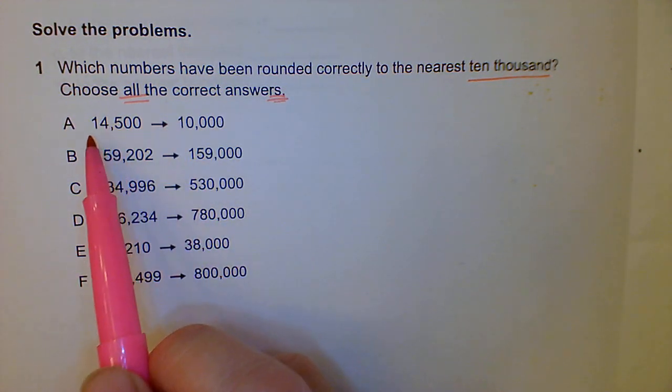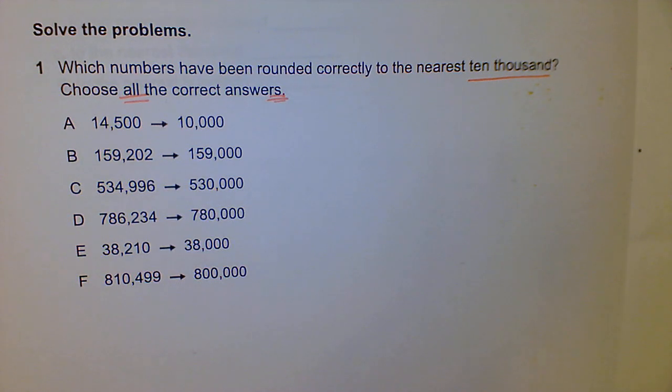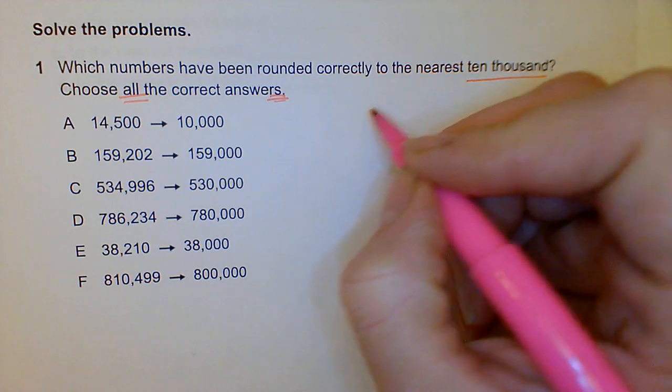So we have to take 14,500 and round it to the nearest 10,000. I know that I always tell you this. Please remember this. Don't just do it in your head. Go ahead and do each one of these. So I'm going to go ahead and do it and see which one's correct.